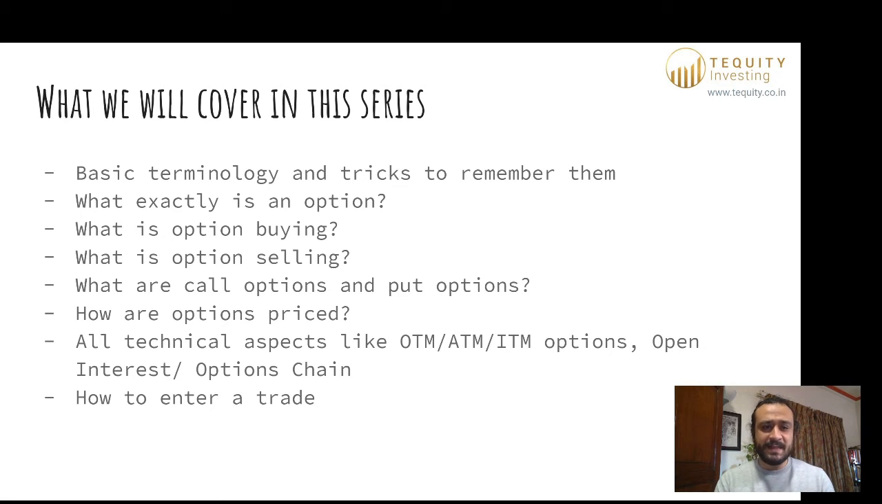What we will cover in this series. So, firstly, we will start with basic terminology and how to remember those terminologies. What is an option? We will have details about option buying, selling, call options, put options, how they're priced, not in detail how they are priced, but basics of how they are priced. Other technical aspects like moneyness of an option, open interest, option chain, so on and so forth. So by the end of this course, you will have a basic understanding of what options are, how you can take a trade, but we will not be getting into strategies or how options are priced. For that, we have something for our viewers, which we will talk about later, right?